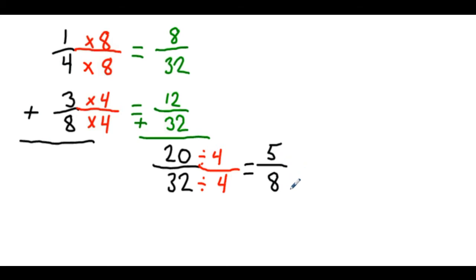And I check one more time just to make sure I used the greatest common factor, or the GCF. I check again. Do 5 and 8 have any common factors other than 1? And the answer is no, they do not. So my answer is 5/8. To sum it up, 1/4 plus 3/8 can be rewritten as 8 32nds plus 12 32nds, and in simplest form will equal 5/8.